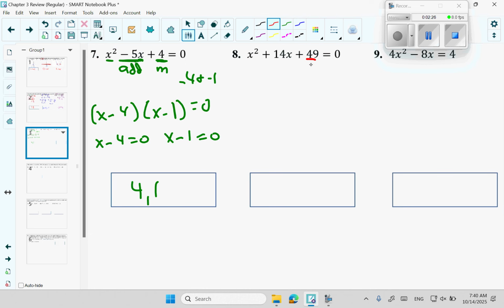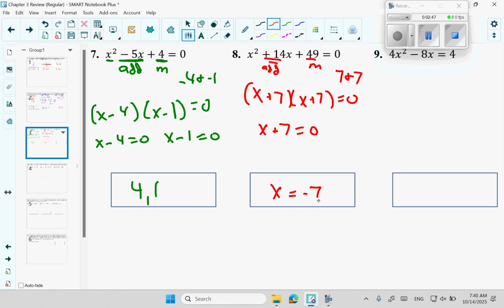Same idea here. What multiplies to 49 adds to 14? That would be 7 and 7. So we get x plus 7 equals 0. I don't have to do it twice because they're the same problem. Minus 7, so we get x equals negative 7.